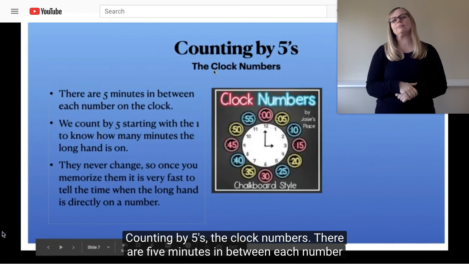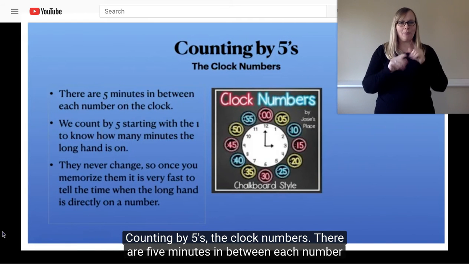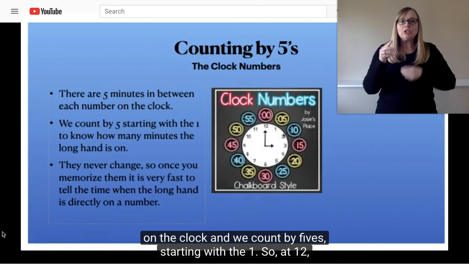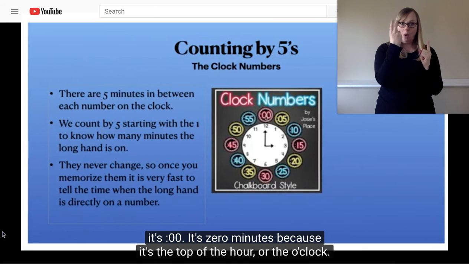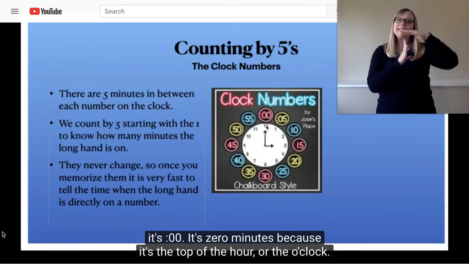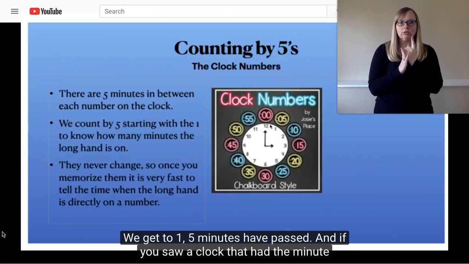Counting by fives, the clock numbers. There are 5 minutes in between each number on the clock, and we count by fives, starting with the 1. So at 12, it's 00. It's 0 minutes, because it's the top of the hour, or the o'clock. When we get to 1, 5 minutes have passed.